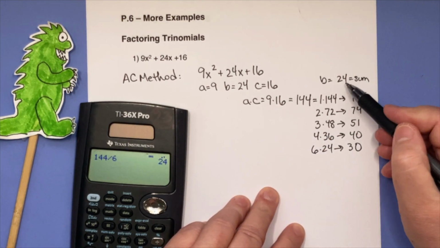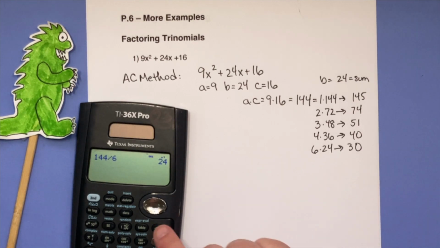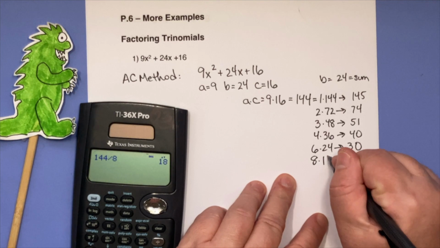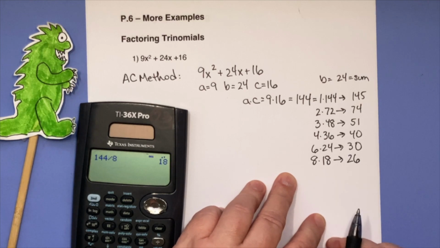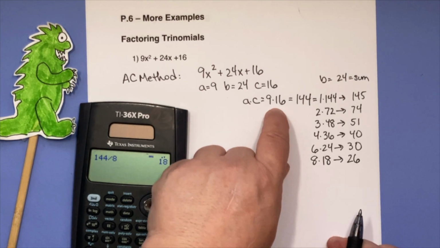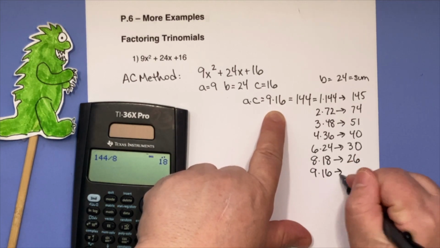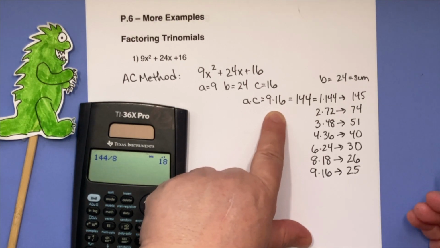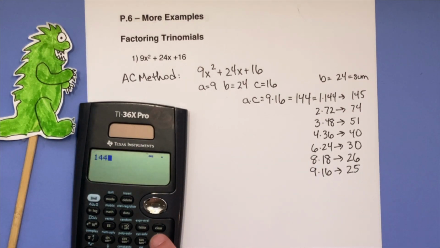We're getting close. We're getting really close. Does 7 go into it? No. Does 8 go into it? Let's check. Yes, 8 times 18, which, oh, so close, is 26. Does 9 go into 144? Yes, it does, right? 9 times 16. And that's 25. Oh my gosh, we're just getting closer and closer. Does 10 go into it? Nope. Does 11? Well, you can try it. 144 divided by 11. Nah, that's not it.